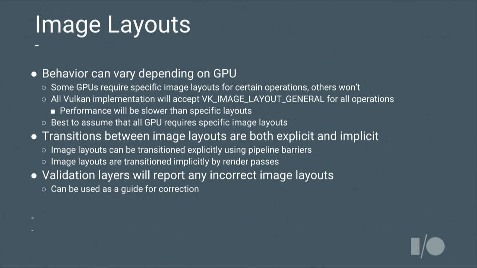Transitions between image layouts are both implicit and explicit. Image layouts can be transitioned explicitly using pipeline barriers, and they can also be transitioned implicitly by render passes. How that happens is there's a field inside the subpasses that asks you what you want the layout to be once you're done.